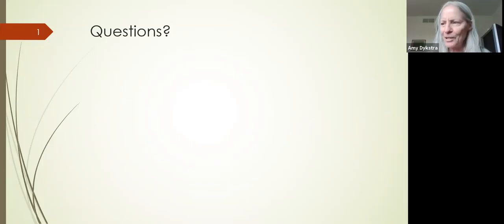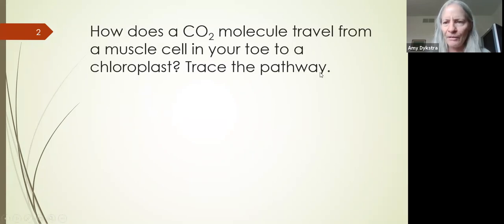So we've done the questions piece. And now I want to move into this review question, which you guys actually asked me. This is a little bit different. How does a CO2 molecule travel from a muscle cell in your toe to a chloroplast? And then I want you to add to this what happens inside the chloroplast. So I'm going to put you guys into breakout rooms, and I'm going to ask you to answer this question.